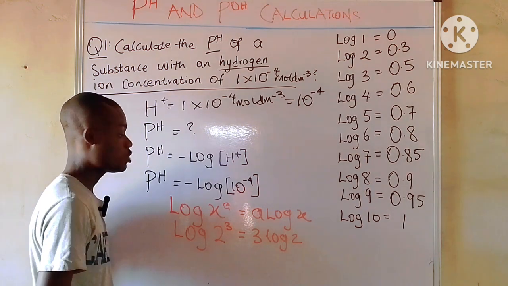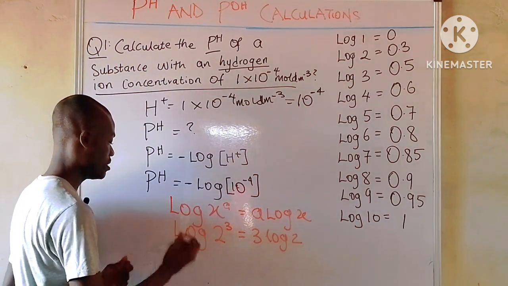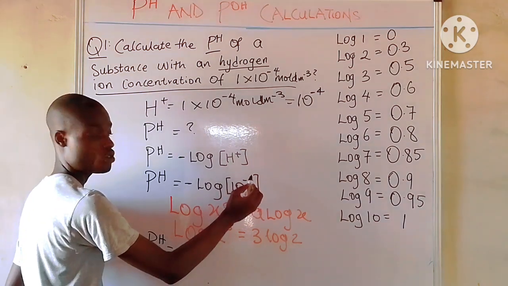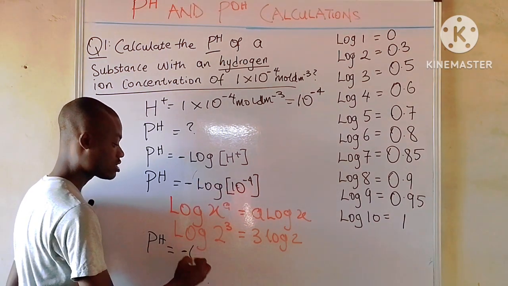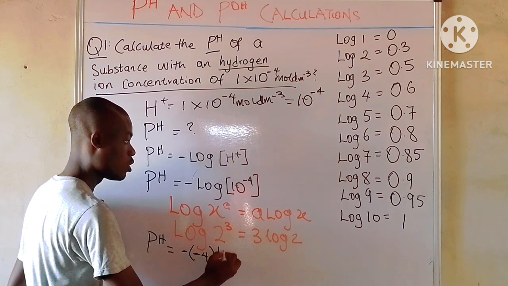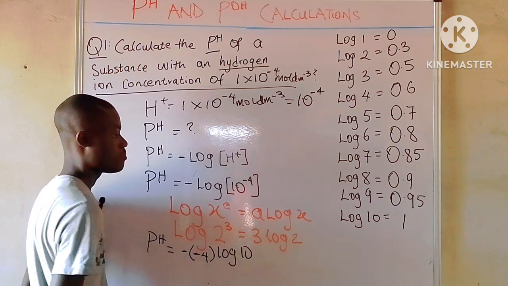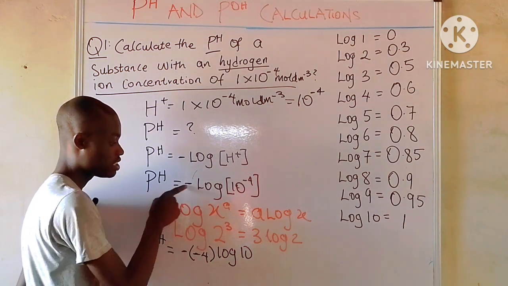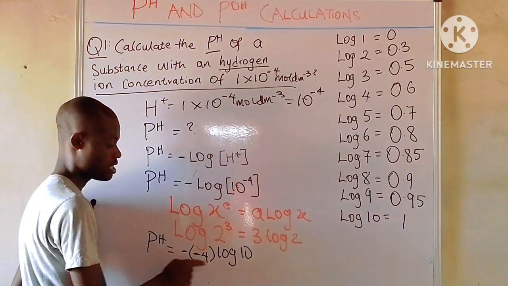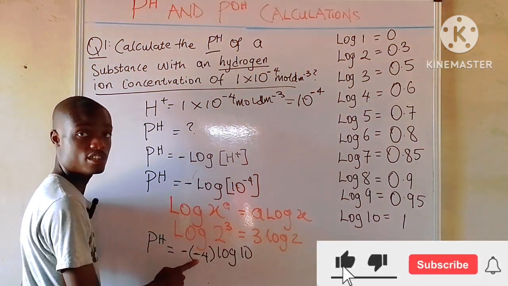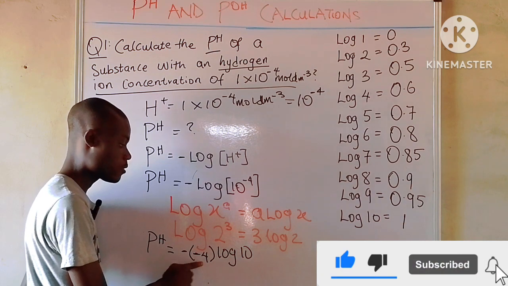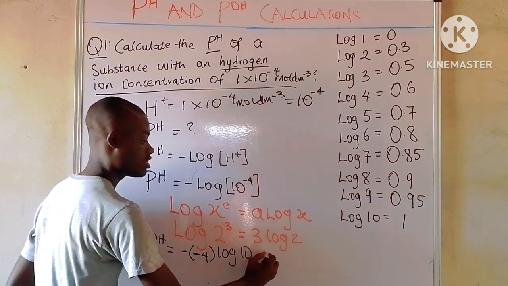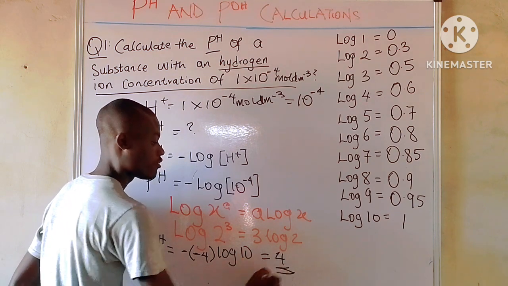So in essence, I can calculate this as pH equals to, I will take this minus 4 to the back, becomes minus 4 log 10, because I've simply taken this power minus 4 to the back. It's now written as, there's a minus here, then minus 4 coming here, log 10. Now minus times minus is plus, so we have a positive 4, and log 10 from our values is 1. So it becomes 4 times 1, so therefore the pH result is equal to 4.